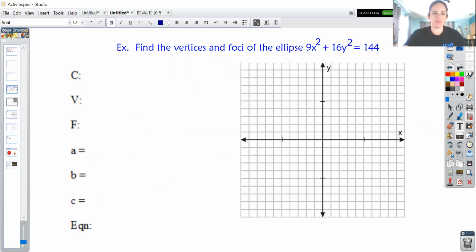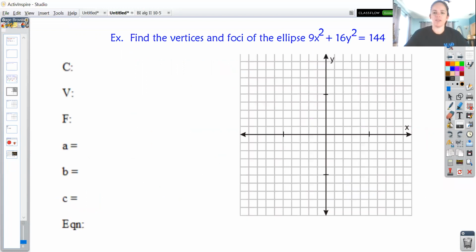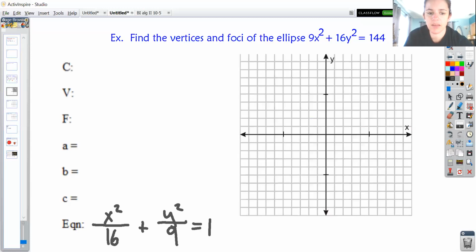Okay, so I've got some examples for you. In this case, we have this equation. Let's go ahead and put that in standard form by dividing both sides by 144. So I get 9x squared over 144, but 9/144ths actually reduces to 1/16. And then let's divide 16y squared by 144, but 16/144ths actually reduces to 1/9. So we get the equation x squared over 16 plus y squared over 9 equals 1.